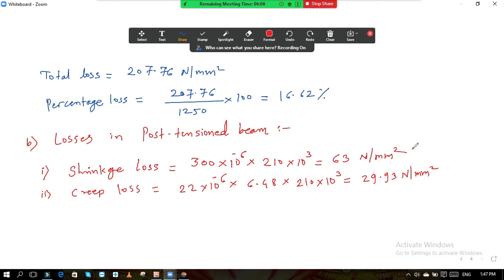Now shrinkage is over, creep is over. Now loss due to elastic shortening is 0. In post-tension members, loss due to elastic shortening is 0 if the tendons are pulled simultaneously. If one by one wire is pulled, then the loss will exist. Here nothing is mentioned about whether the tendons are pulled simultaneously or successively, so we have assumed they are pulled simultaneously, and that is why the elastic shortening loss is 0 here.